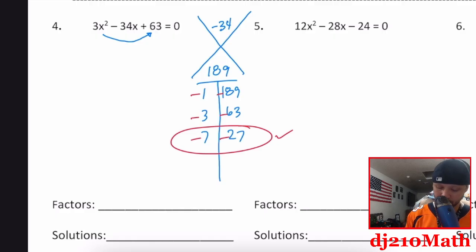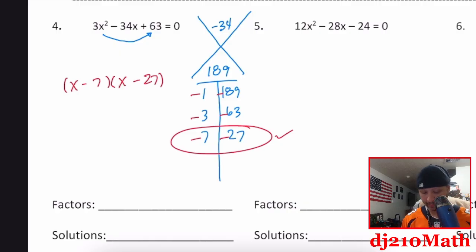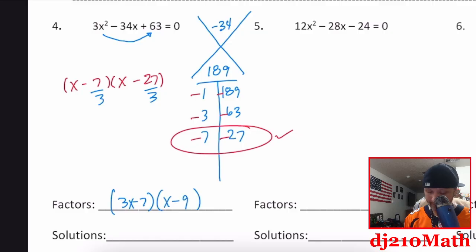Okay, this goes into our factors. X minus 7, x minus 27. But I have to remember to divide out the 3. So the factors are going to be 3x minus 7, x minus 9, because 27 divided by 3.